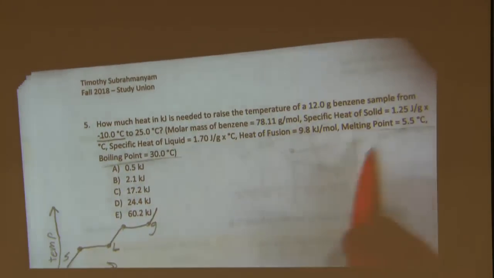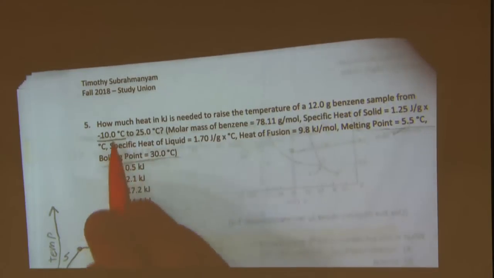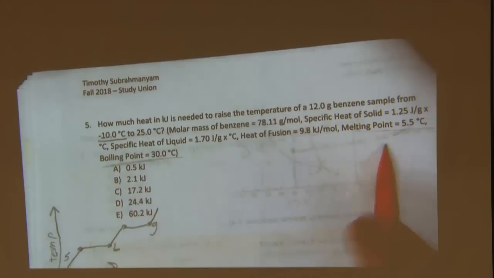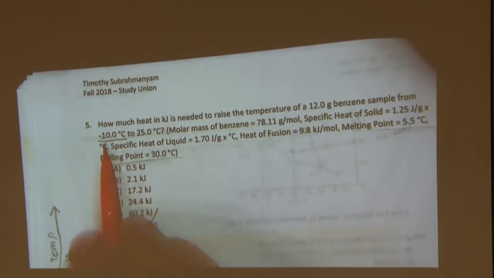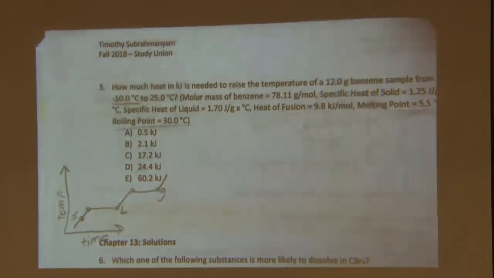So if you look here, the melting point is 5.5 degrees Celsius. What's the melting point again? Right, for water, 0. Here, negative 10 is less than the melting point, so that means it's a solid. So I'm going to mark here, solid.